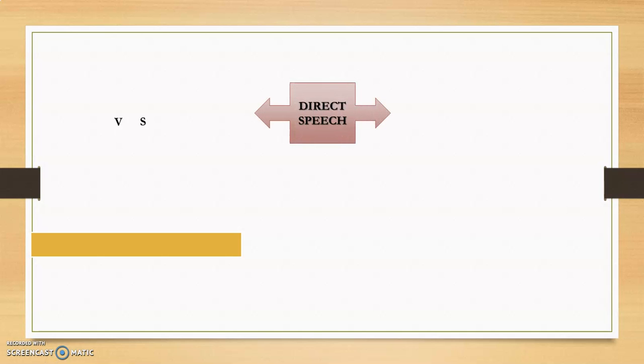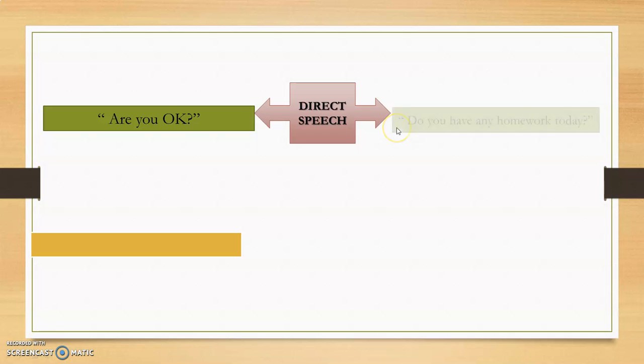First of all, we have to talk about direct speech. Remember that direct speech is used when we have to report something using the exact words of the speaker. Okay? Now, you have some examples in direct speech. The first one is, "Are you okay?" And the second one is, "Do you have any homework today?"